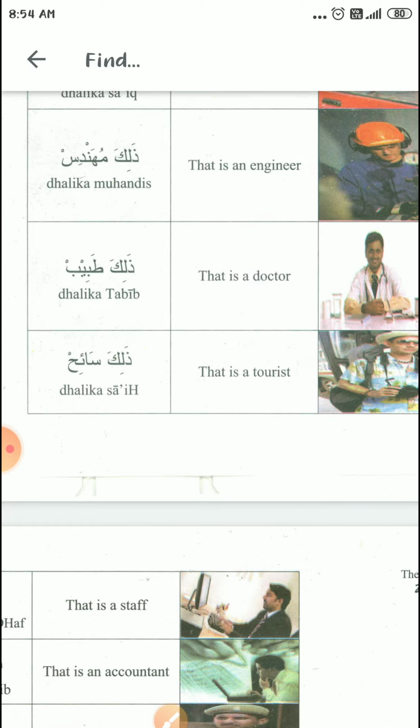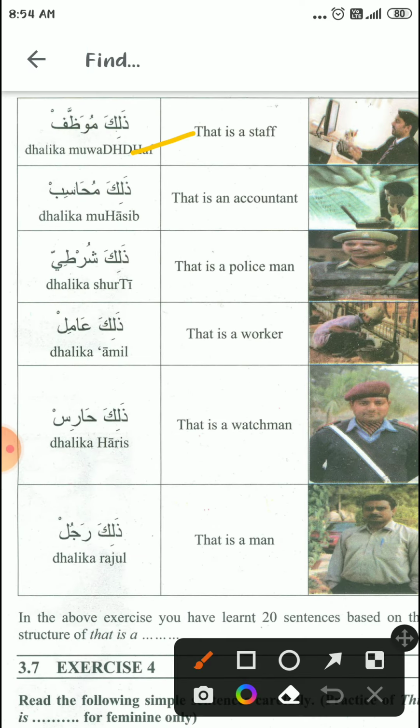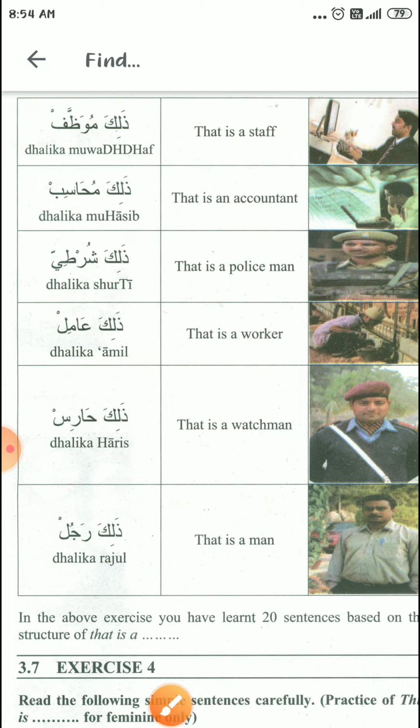Dhalika tabib, that is a doctor. Dhalika sa'ih, that is a tourist. Dhalika muwazzaf, that is a staff. Dhalika muhasib, that is an accountant. Dhalika shurti, that is a policeman. Dhalika amil, that is a worker. Dhalika haris, that is a watchman. Dhalika rajul, that is a man.